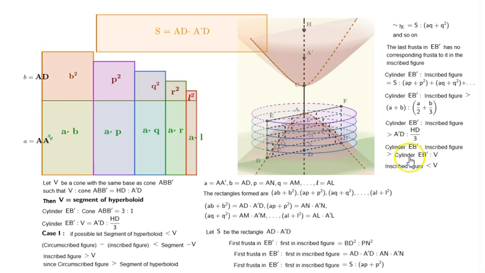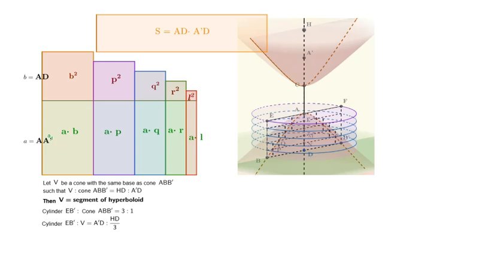Here cylinder EB prime is there on both sides of the inequality, as the numerator in both. So if this inequality, greater than, has to survive, then inscribed figure has to be less than V. We started off by saying inscribed figure is greater than V, which means there is a contradiction. So we can say segment of hyperboloid is not less than V. So in one case we have shown that it is not true.